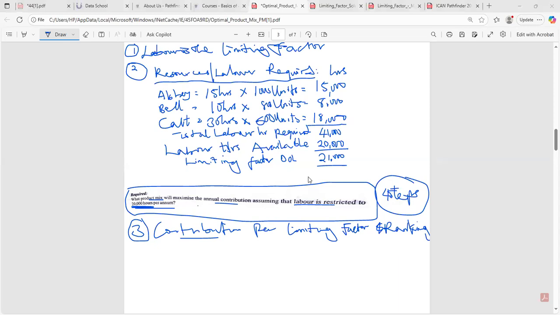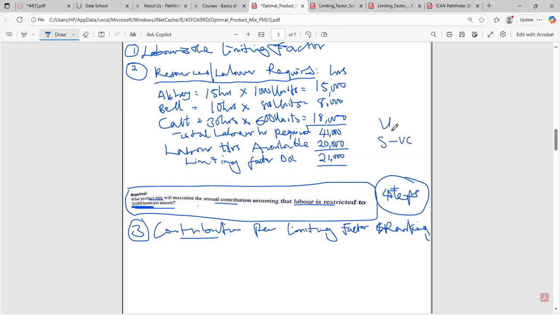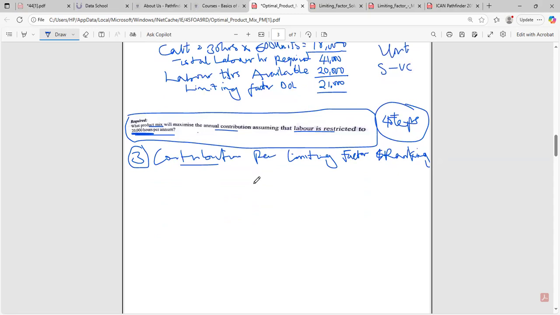So what is contribution? Who can tell me the formula for contribution? Sales minus variable costs. Please work with per unit. I beg of you, work with per unit. Don't go and work with total. So we have sales per unit minus variable cost per unit.